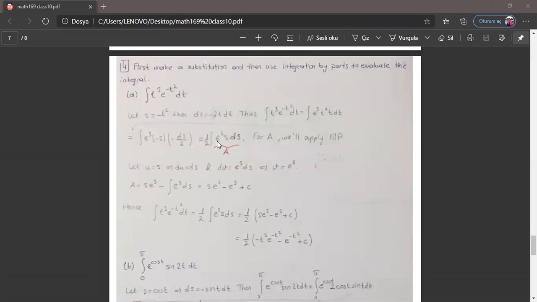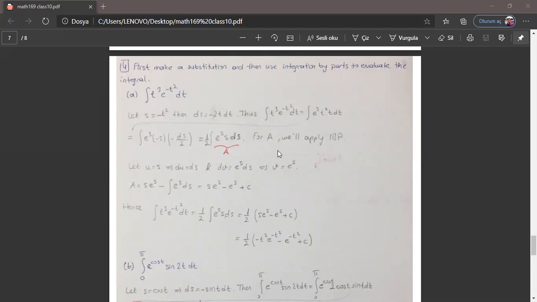Okay, we're given this integral. The question says to first make a substitution, then use integration by parts. So let's say s is equal to minus t squared, then its differentiation is this. And then we have e to the s, t squared times t, which gives us t to the 3 dt. Now we know t squared is minus s, as in here, and dt is equal to, from that, minus ds over 2. So we have this integral.